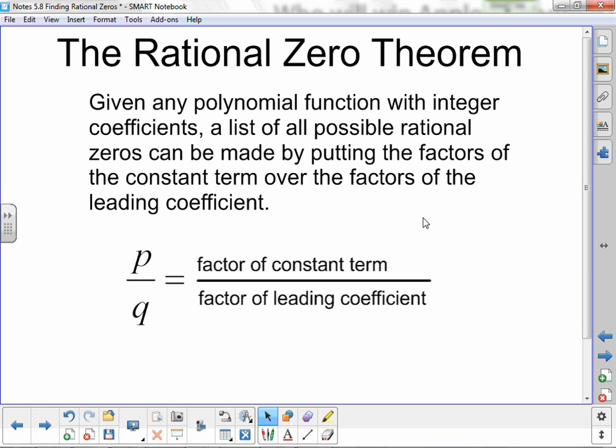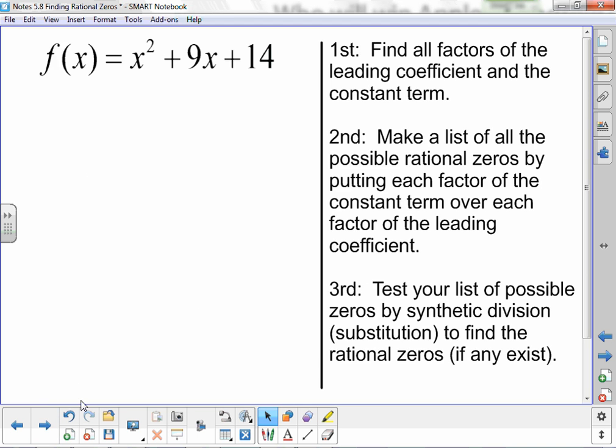And what that's going to create is a list of a whole bunch of numbers, and inside of that list you will have your actual rational zeros, if there are any. So basically it's guessing and checking, but it's going to give you a smaller list of numbers to try. All right, so let's go ahead and try this one.